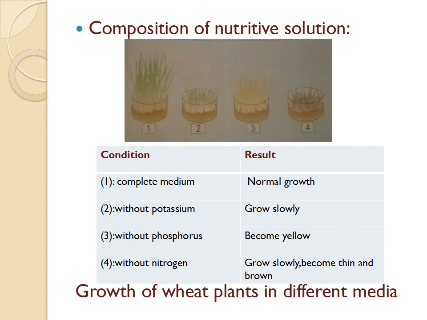The second group, which grows without potassium, grows slowly. The third group, which is planted and grows without phosphorus, becomes yellow. And the last group, without nitrogen, grows slowly, becomes thin and brown. So here we have four different groups of wheat plants. They are growing in different media.